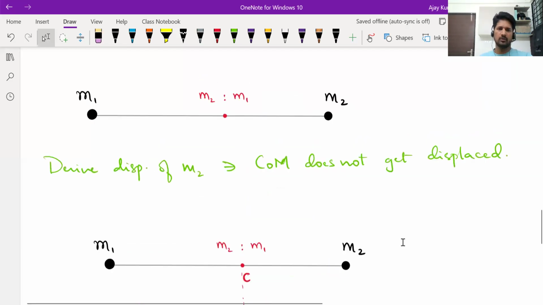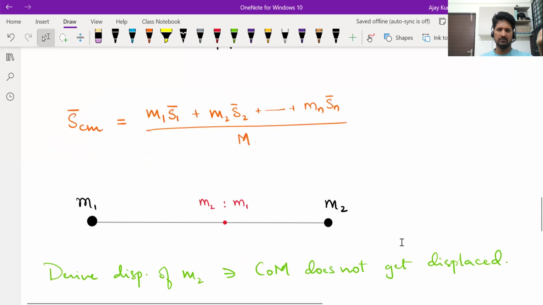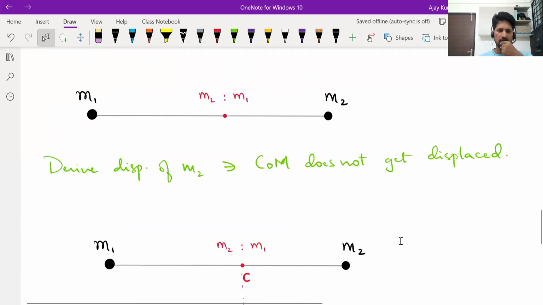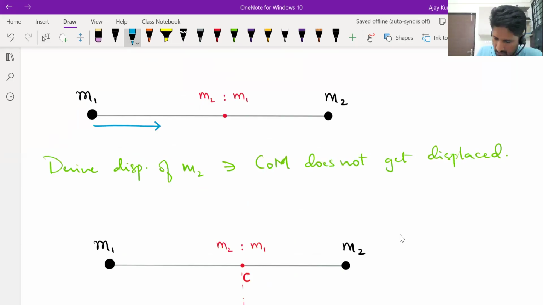Right. Now solve this problem, all of you. Vanilla has given an answer that is correct only. So what were you asked to find out? If M1 undergoes a displacement like this, we called it S1. How much is the displacement of M2 such that the center of mass does not get displaced? So S1 is known to us. S2 is what you have to derive.